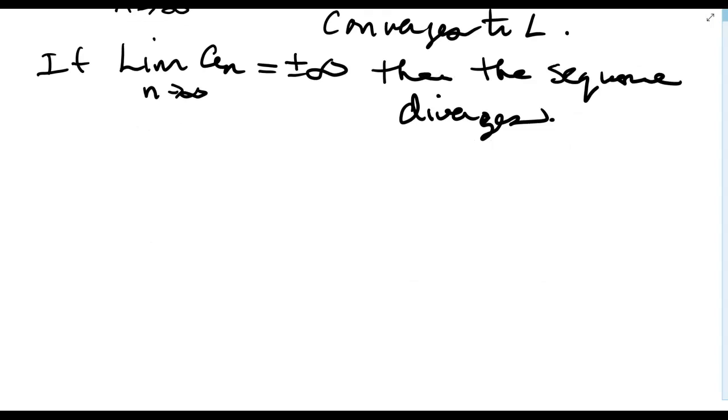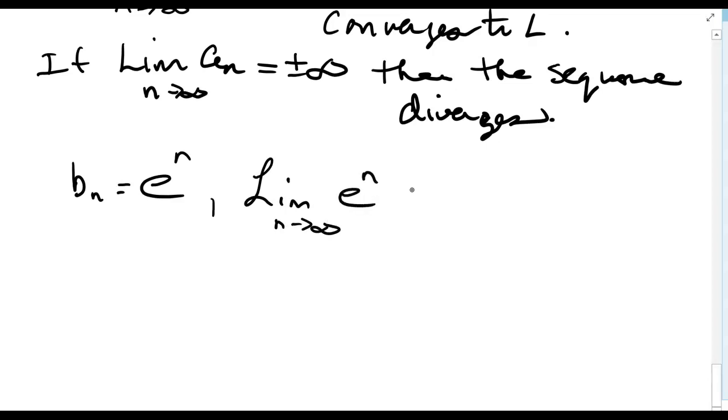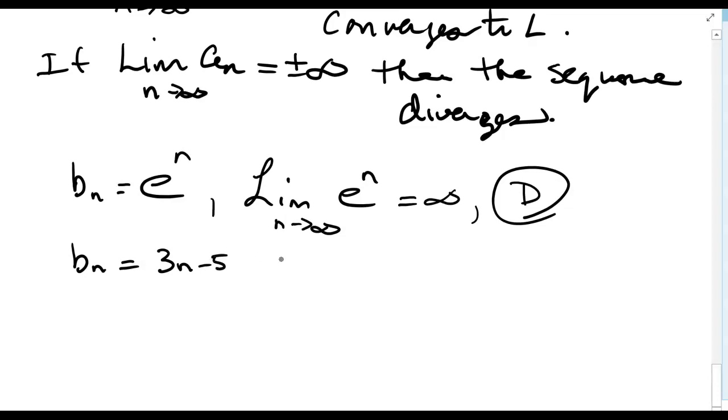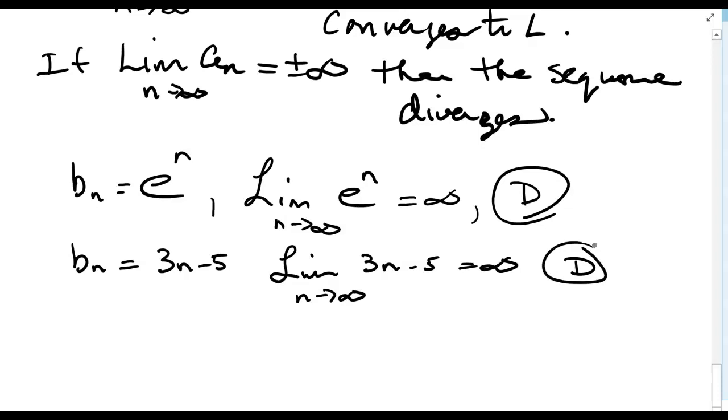Based on that, and based on that limit review we just did in the previous video, if b sub n equals e to the n, and we want to determine if it converges or diverges, we simply take the limit as n approaches infinity of e to the n. We know we can picture a graph of e to the n. That goes to infinity. Therefore, we have a sequence that diverges. All right. If b sub n is a very basic, let's say, 3n minus 5, then the limit as n approaches infinity, this is a simple polynomial. It too is going to equal infinity, and it's going to diverge.